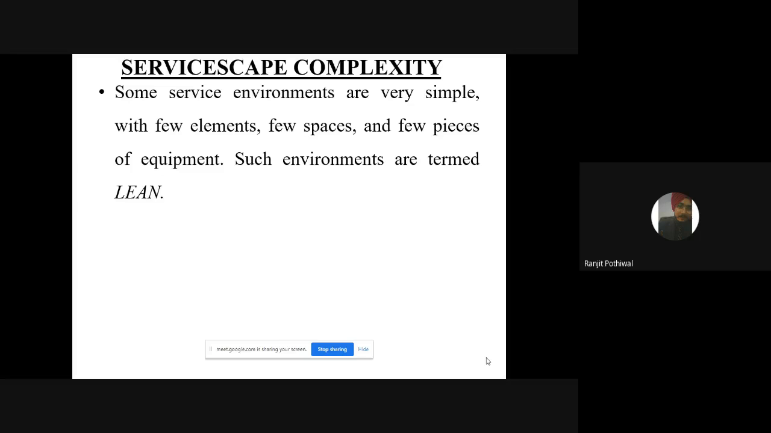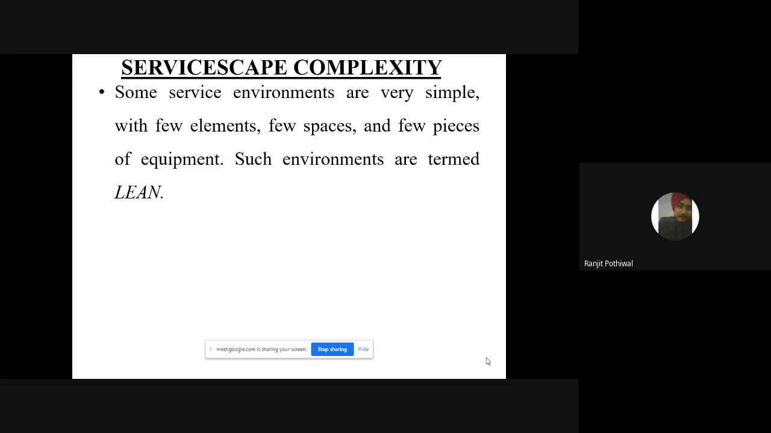Three ways. One is only the customer, only the employees, and both need to be there. So these are the three scenarios. In case of servicescape complexity, it is less complex or more complex, simple or complex. You can take it in this way. Where you have very simple and few elements, few spaces or few pieces of equipment, we call these lean. That means very few things are there for you to do.